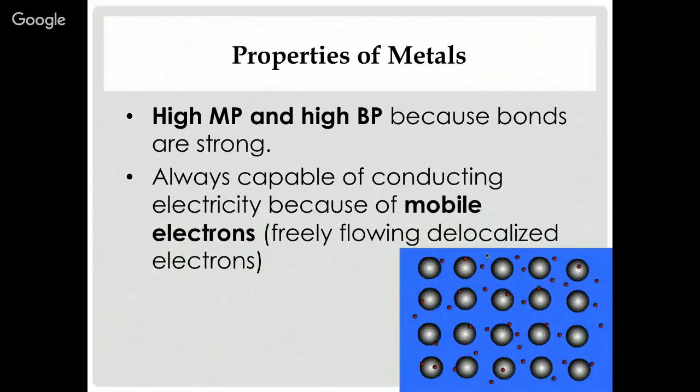Metals tend to have high melting point and high boiling point because of those strong bonds. So they're always capable of conducting electricity because, as you can see here, we have mobile electrons. And the reason why is that metals have a very low electronegativity and a very low ionization energy. So these electrons aren't being pulled in very tightly close to the nucleus, and therefore they have the ability to kind of float around. And that movement of electrons or charges allows us to conduct electricity.